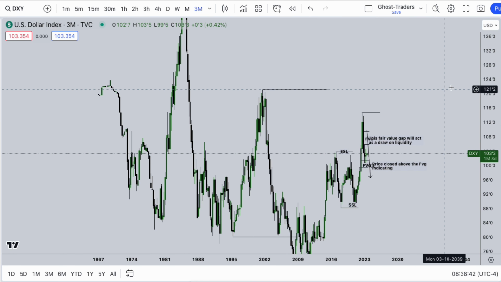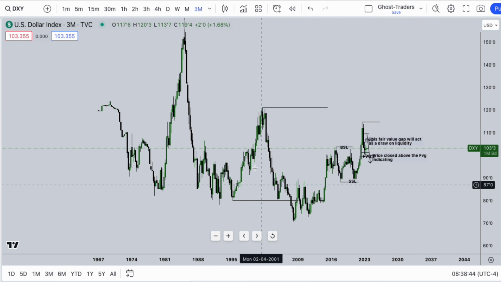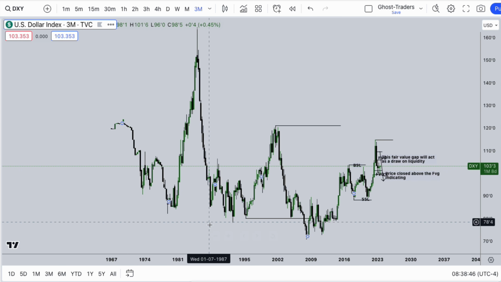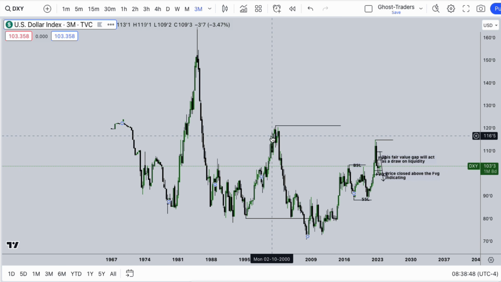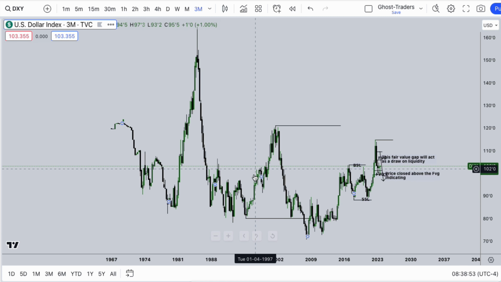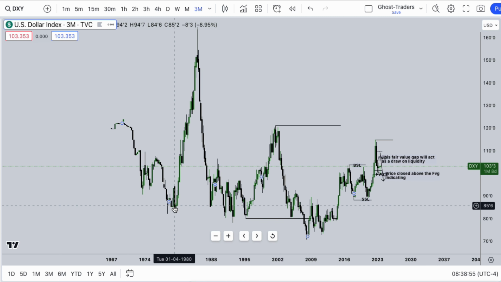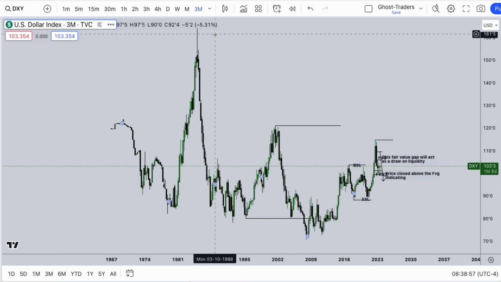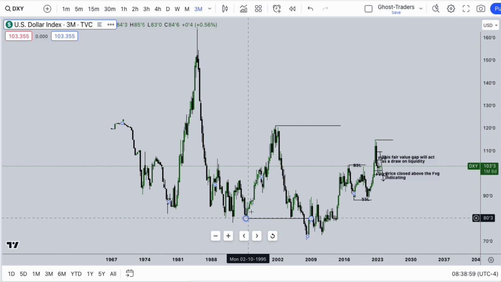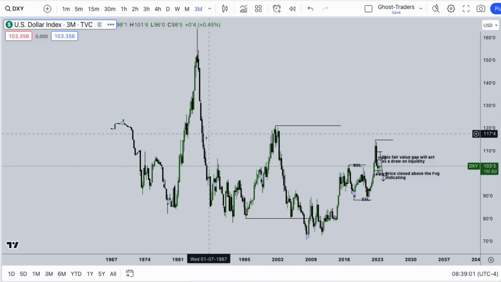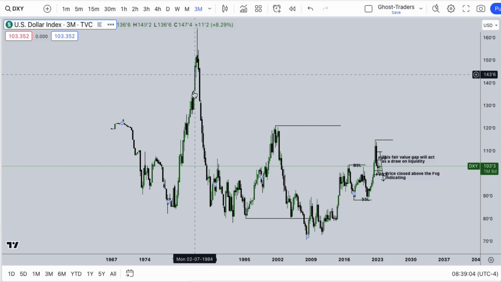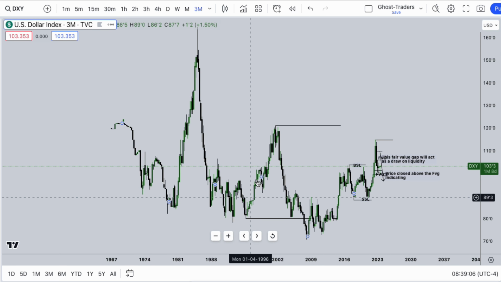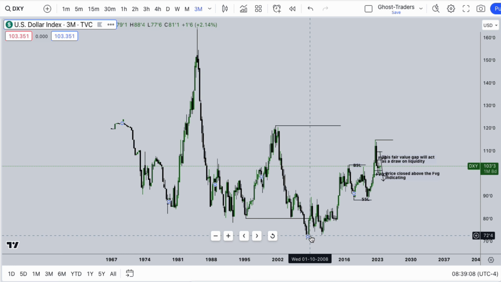Even on this 3-month chart, you can see that it's clear that the institutional order flow is simply bearish. We have this low here that begins the rally being taken out. And then price pushed up a little bit just to close that void that has been created, and then it pushed down. So the institutional order flow for the dollar index is bearish.